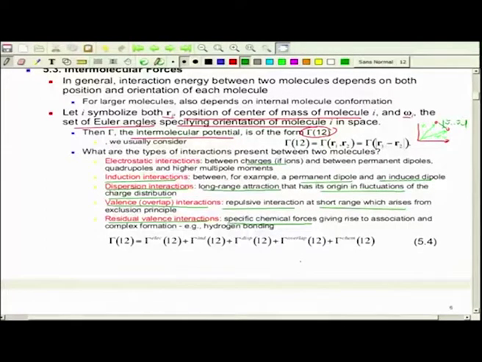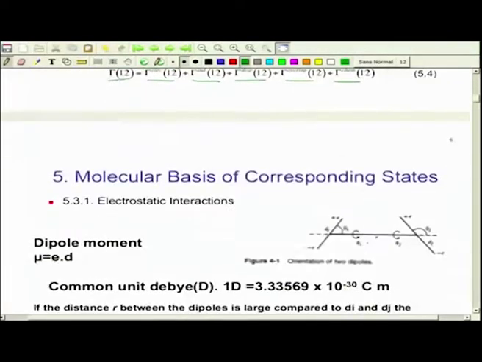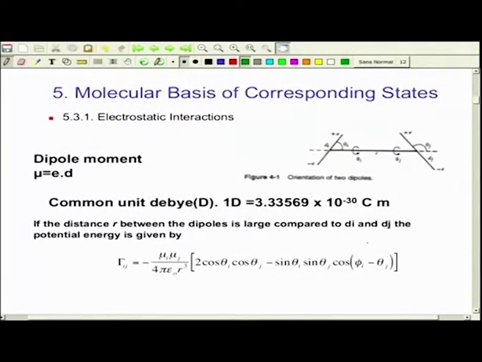So two molecules may have not just one kind of interaction but many kinds of interaction. So we can summarize it: the total interaction will be due to the electrostatic, induction, dispersion, overlap and chemical. So let me start and explain each of them.